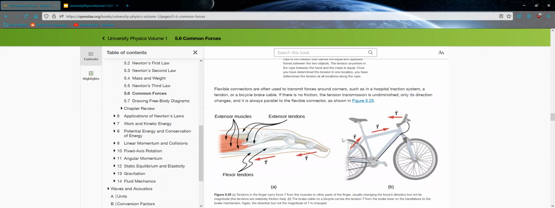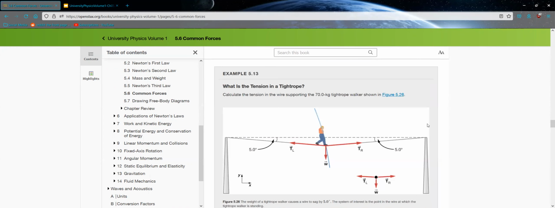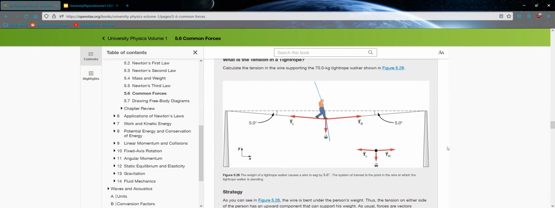And here we go. Cool. Calculate the tension in the wire supporting a 70-kilogram tightrope walker as shown below. So we have a tightrope walker in the center of the tightrope, and to either side of the tightrope walker, the rope itself is being bent at a 5-degree angle. So what is the tension on the wire? Well, tension is the force, essentially. So we want to calculate the force on each wire that is caused by a 70-kilogram object, in this case a person, pulling it down to 5 degrees from level.